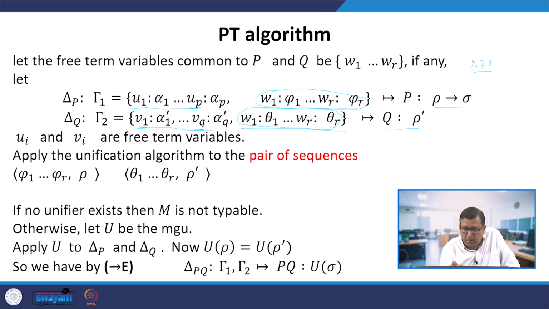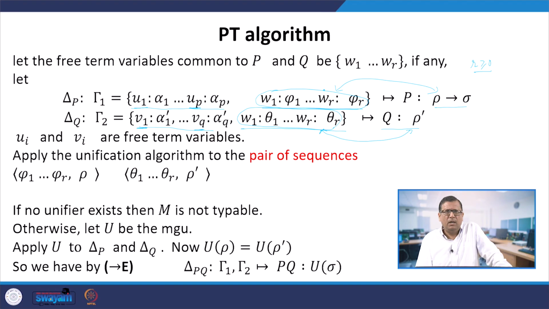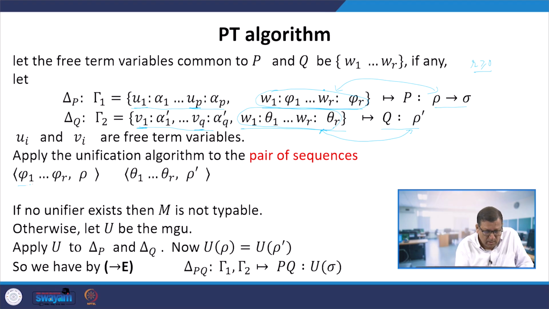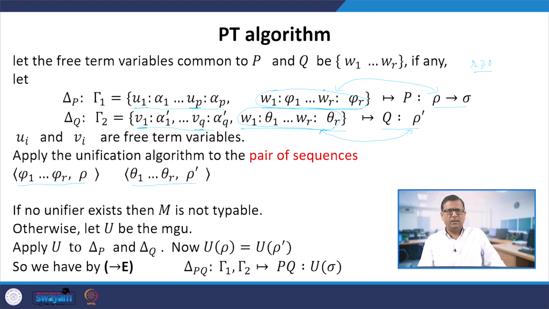That means this part and this part we have to consider, and this part and this part we have to consider. So we have to apply the unification algorithm to the pair of sequences. This will be the sequence phi 1 ... phi r to rho, theta 1 ... theta r to rho prime. Suppose there is no unifier for this, then M is not typeable. Otherwise, let U be the most general unifier for these two pairs of sequences.